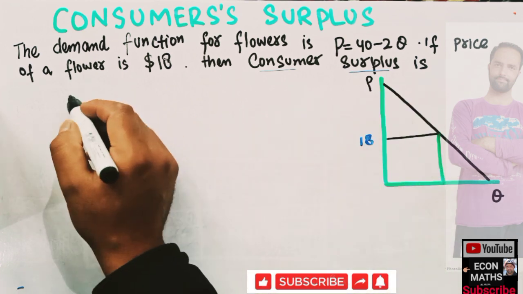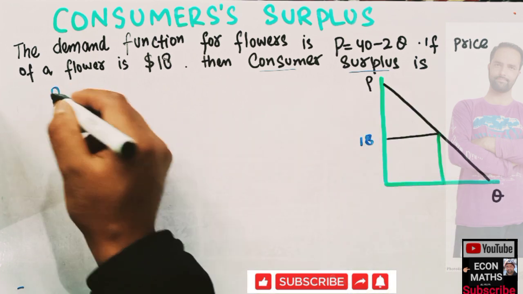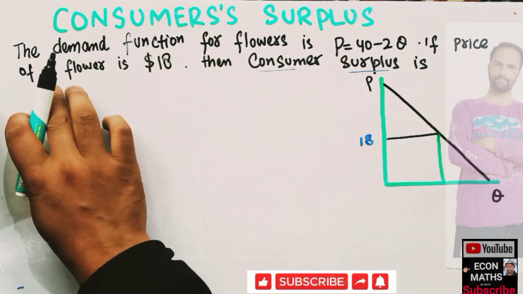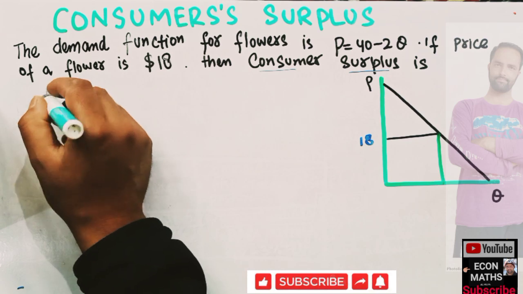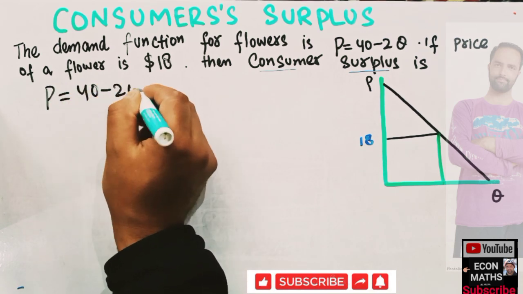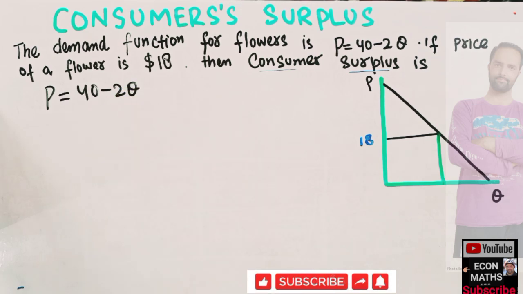So let us try to figure out. Let me use another color. So the price of flower, the price is equal to 40 minus 2Q. I am really sorry, the markers don't work here.